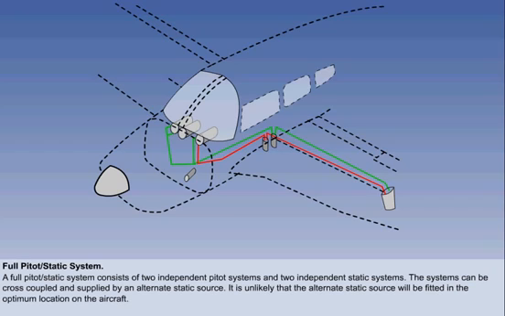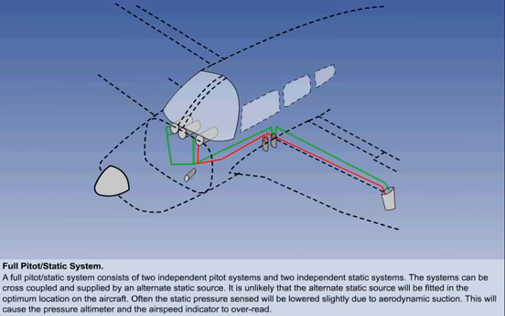We can see a typical location in an unpressurized aircraft here. Often, as a result, the static pressure sensed will be lowered slightly due to aerodynamic suction. And this will cause the pressure altimeter and the airspeed indicator to overread. The error should be tabulated in the aircraft flight manual.